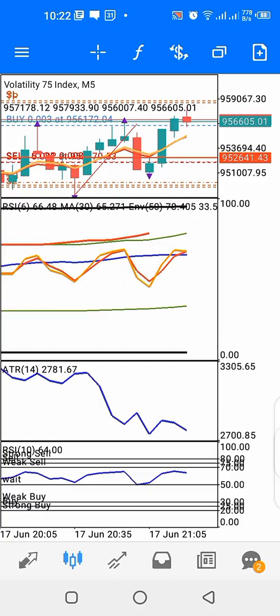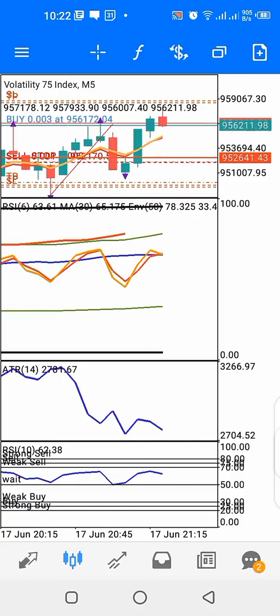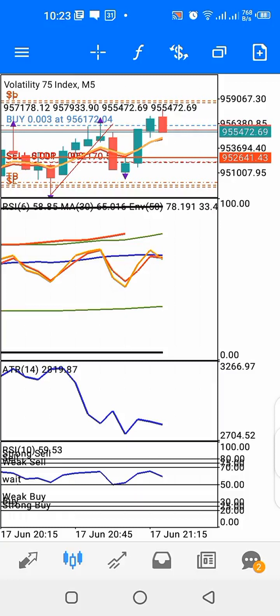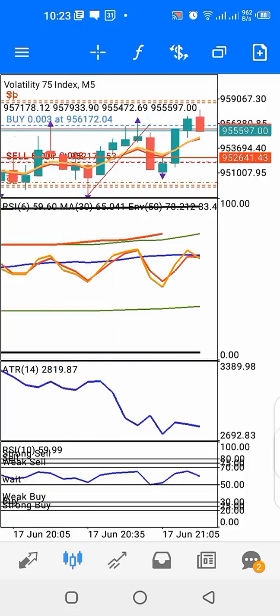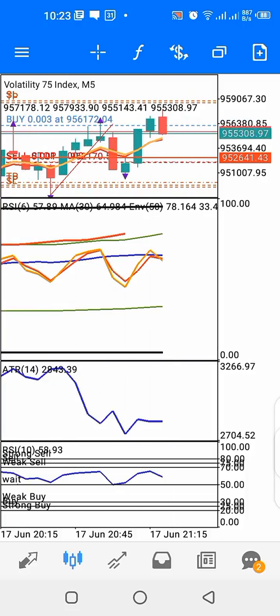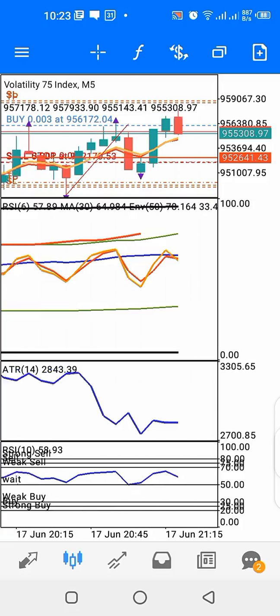you enter your sell trade, then you place a buy stop 4,000 points above your sell trade, or you enter your buy trade, then you place a sell stop 4,000 points below your buy trade, and then the take profit for both buy and sell trades will be 2,500 points. In case price goes the other way, you will be able to break even or go with a small profit.